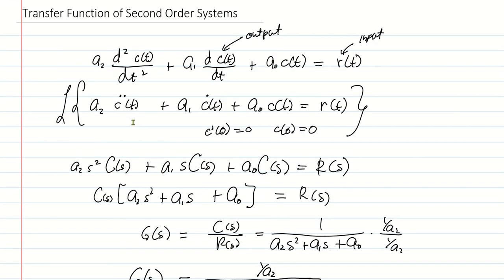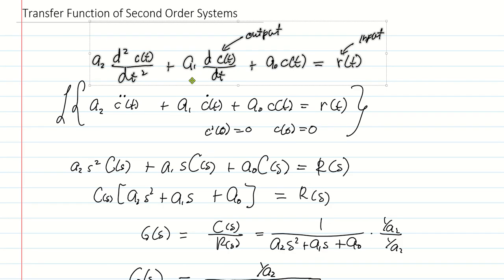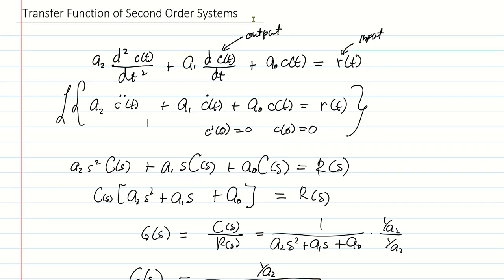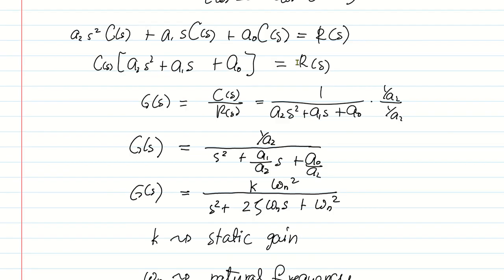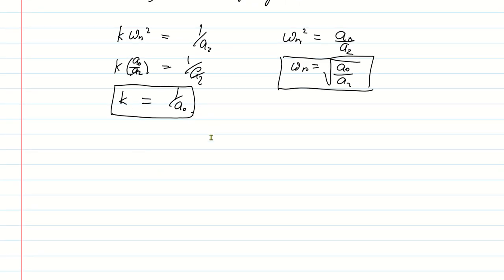So if you are given this differential equation and the problem asks to determine the natural frequency of this system, then without doing Laplace, you can directly determine the value of the natural frequency by knowing the coefficients of these terms, a2, a1, and a0. a0 is the coefficient of the term that has no derivative. You divide it by a2, the coefficient of the second order derivative, then take the square root, and that will be your omega n, or the natural frequency. And for the static gain, it's just equal to 1 over a0.